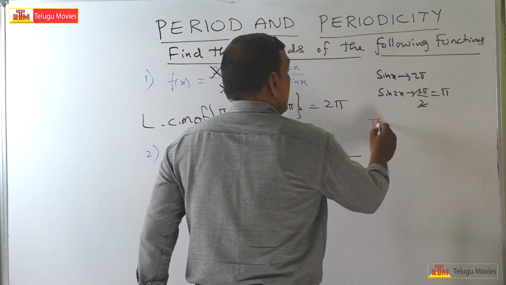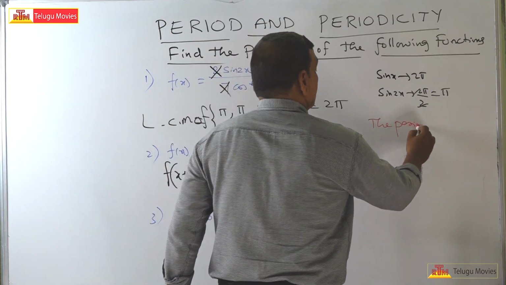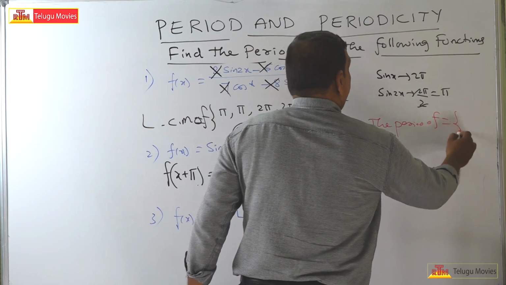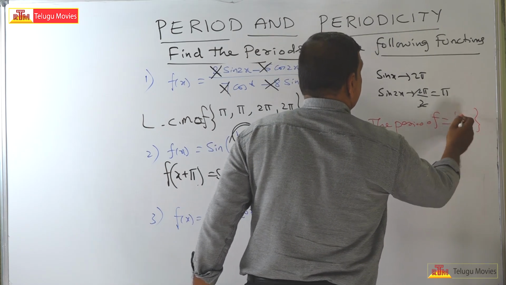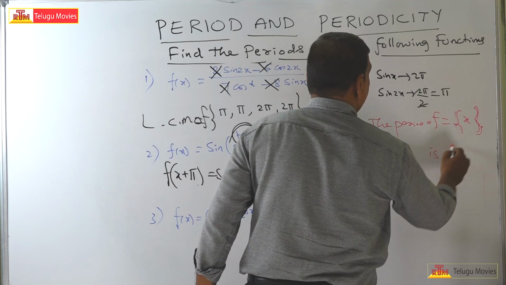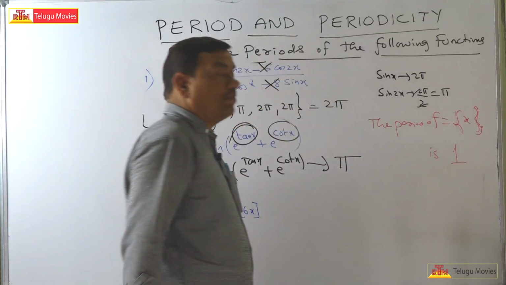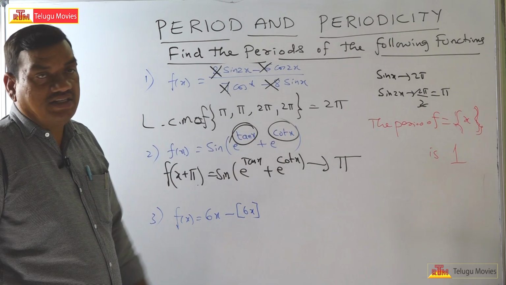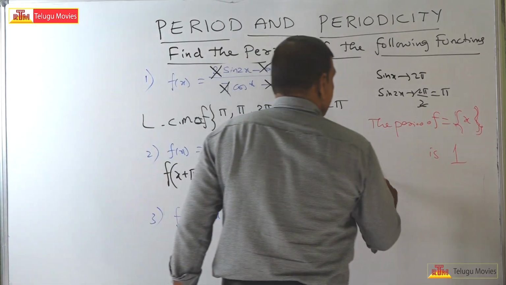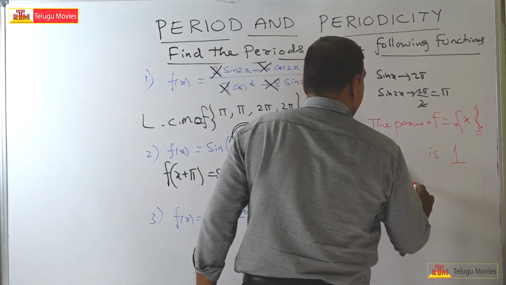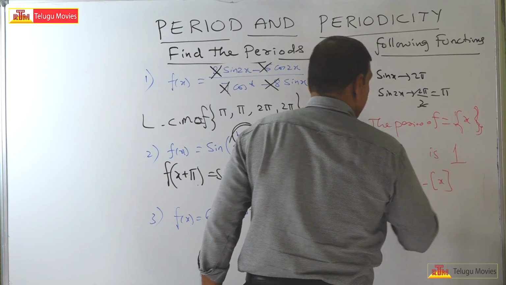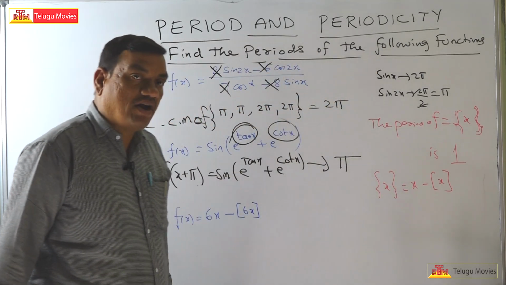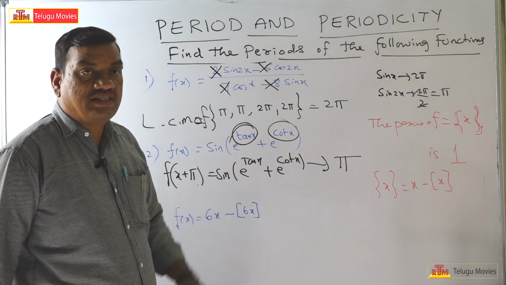The period of the fractional part function is 1. The period of fractional part function. Already in the chapter on functions I explained what a fractional part function is. So this fractional part is given by x minus step of x. That fractional part of x is given by x minus step of x.